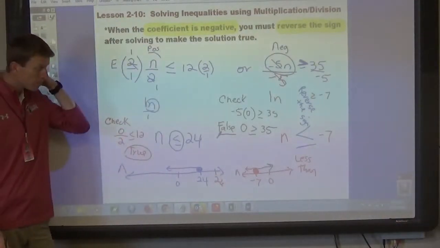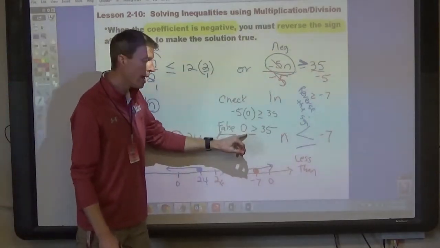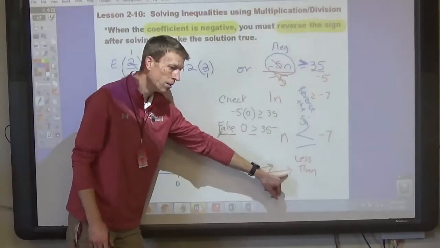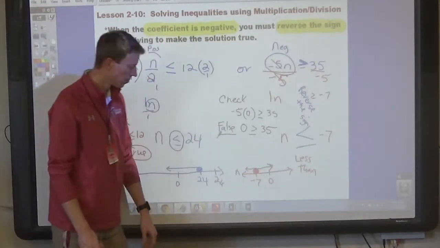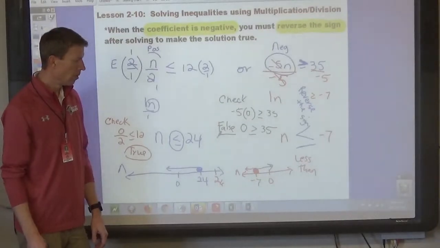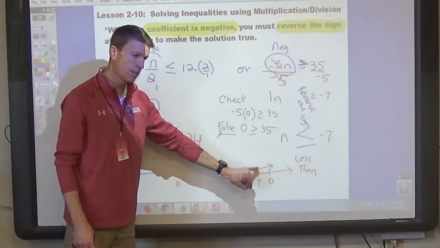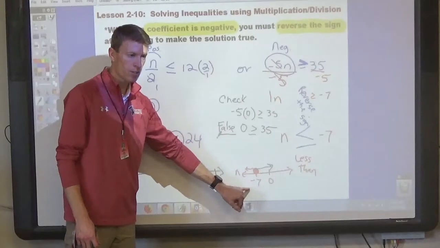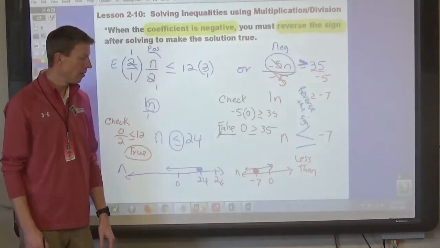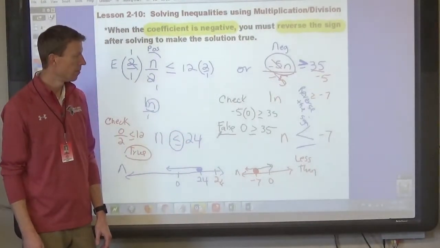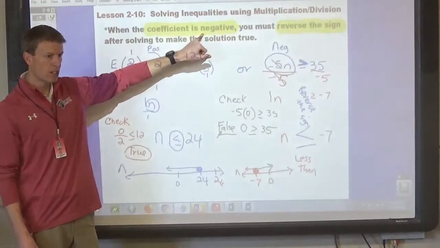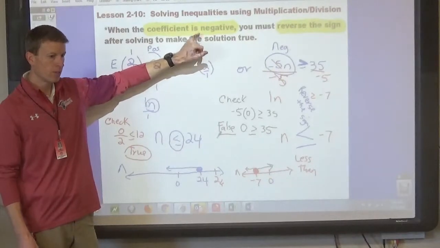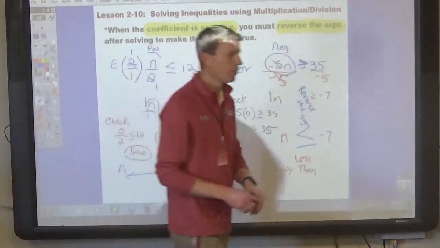Are you getting 7 times 5 equals 35? Yeah, but that would be -30. 7 is positive. Do you mean -7? Yeah, -7 times -5 equals 35. Right. And since it's a solid dot, -7 is part of the solution. What's the key here? You have to reverse the sign when the coefficient is negative. Okay? All right, I'm going to give you some practice problems.